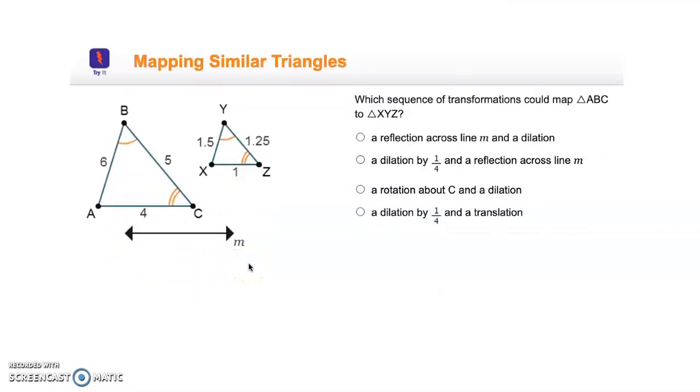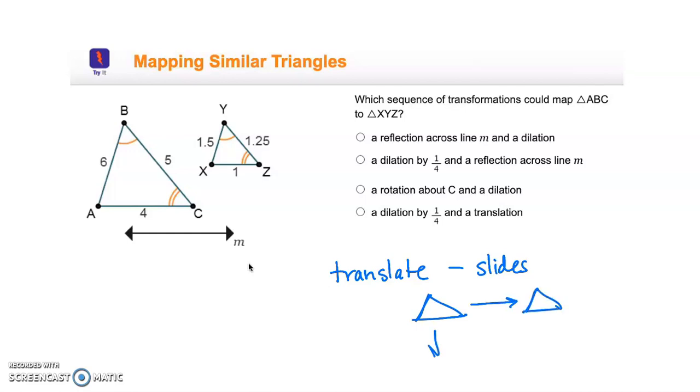We can either translate it, which just means that we slide it. So if you have a triangle like this, you can slide it and it's the same thing. You can slide it and it's the same thing. Those are all translations where the orientation is going to remain the same.